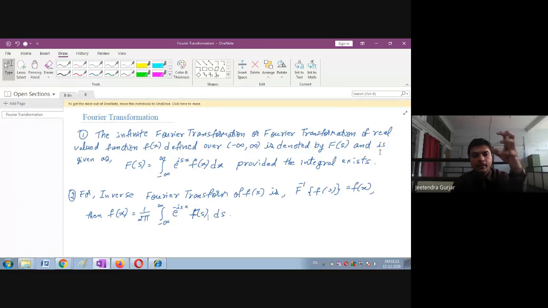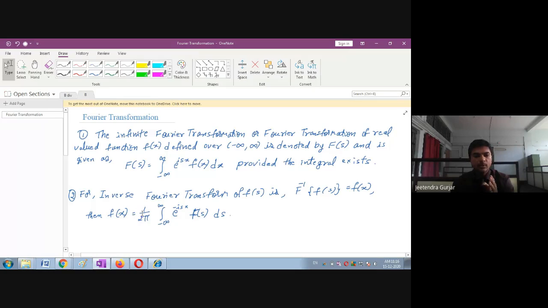Now you can see the finite Fourier transformation or Fourier transformation of real valued function f of x defined over the interval minus infinity to infinity is denoted by F of s, and is given by F of s is equal to integration minus infinity to infinity e raised to isx f of x dx, provided the integral exists. Then the inverse Fourier transformation of F of s is denoted by F inverse F of s, which is nothing but f of x.